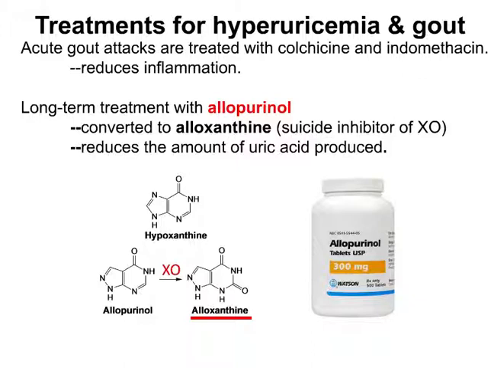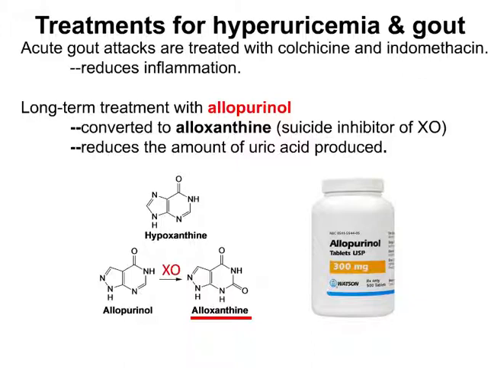Acute gout attacks are often treated with colchicine and indomethacin to reduce the inflammation. Colchicine disrupts microtubules necessary for neutrophil function, and indomethacin inhibits cyclooxygenases. Long-term treatment utilizes allopurinol to reduce production of uric acid. Allopurinol is oxidized by xanthine oxidase to alloxanthine, or oxypurinol, which is an irreversible suicide inhibitor of xanthine oxidase.